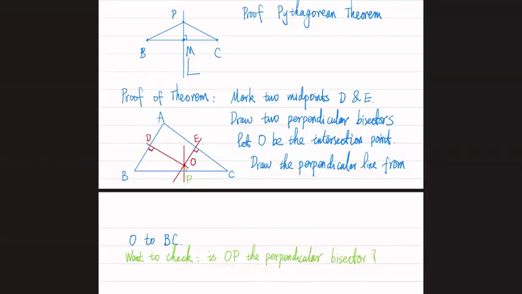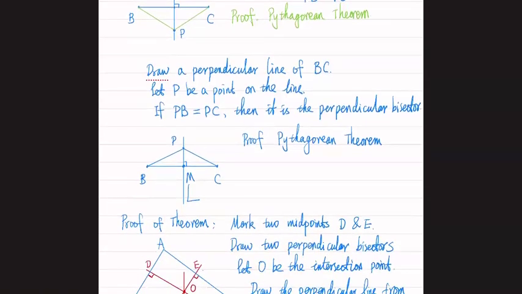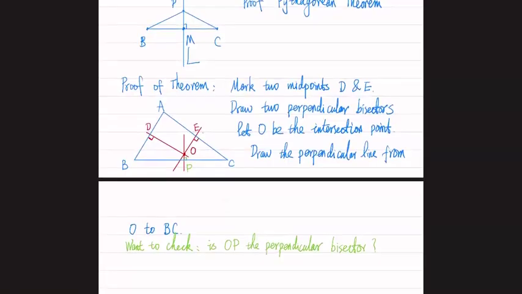Okay, we will use the two facts we stated before. Given a perpendicular bisector, the distances to the two vertices are the same. If the distances to the vertices are the same for some point on the perpendicular line, then this line must be the perpendicular bisector. Okay, so now we are ready to prove.